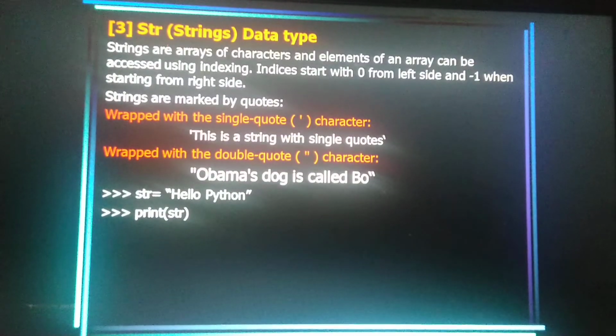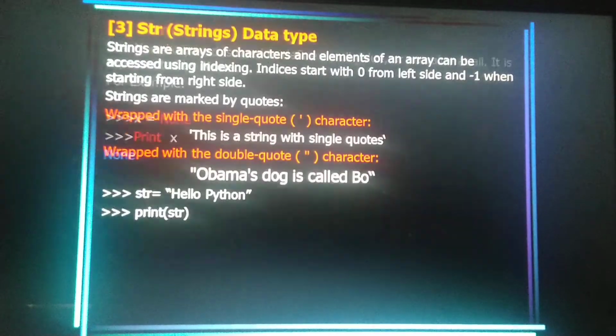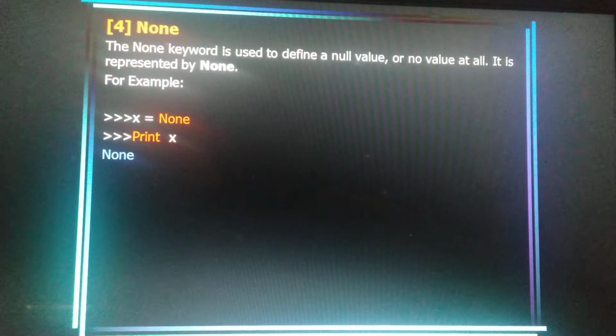String is one kind of array, or we can say it is a combination of the characters included in single quote or double quote. None is a keyword used to define none value, that is nothing, that means no value at all. Simple, x = None. So when we print x, it will display None.